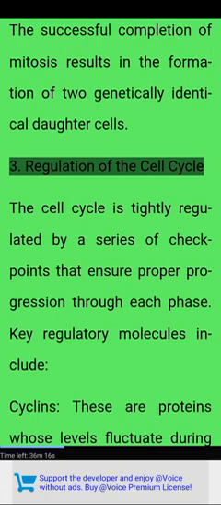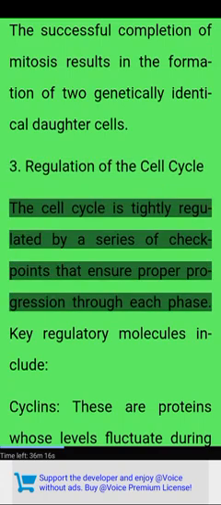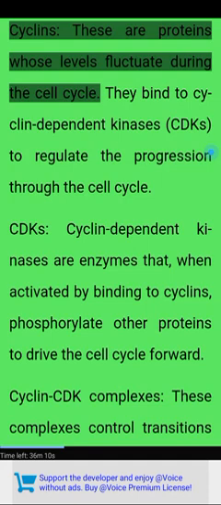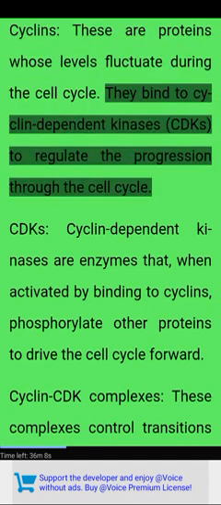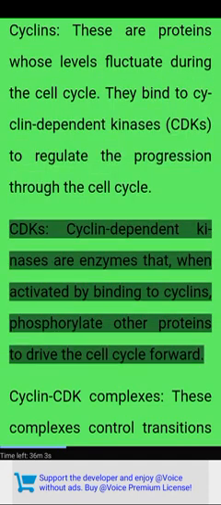3. Regulation of the cell cycle. The cell cycle is tightly regulated by a series of checkpoints that ensure proper progression through each phase. Key regulatory molecules include cyclins. These are proteins whose levels fluctuate during the cell cycle. They bind to cyclin-dependent kinases, CDKs, to regulate the progression through the cell cycle.